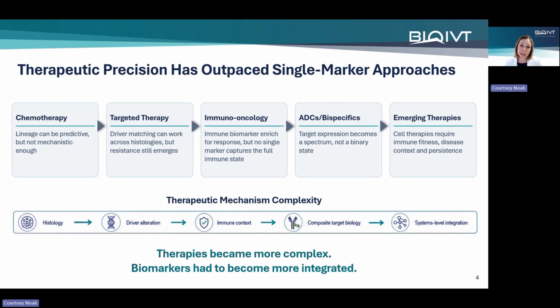And then finally, cell therapy is perhaps one of the most complex examples. The response here depends not just on the tumor characteristics, but also on the immune status. So what is the host immune fitness? What is the immune persistence, clonal dynamics, all putting that together around the treatment context. So as therapeutic mechanisms have become increasingly multidimensional, biomarker strategies have had to evolve from just that isolated measurement to a more integrated biological assessment.